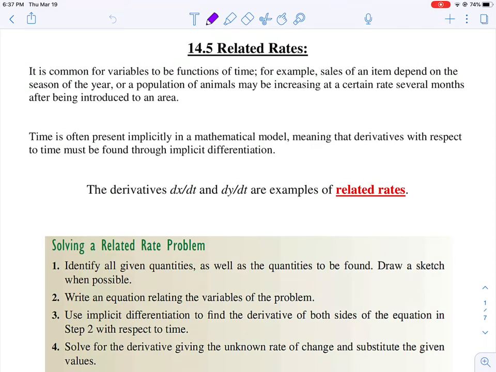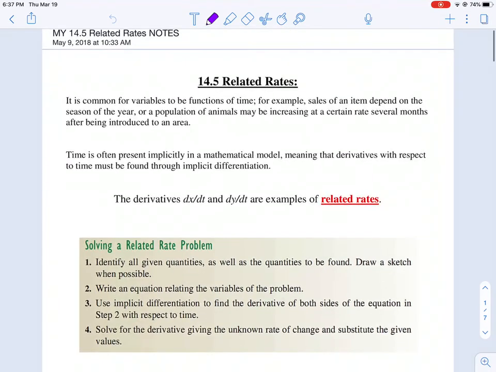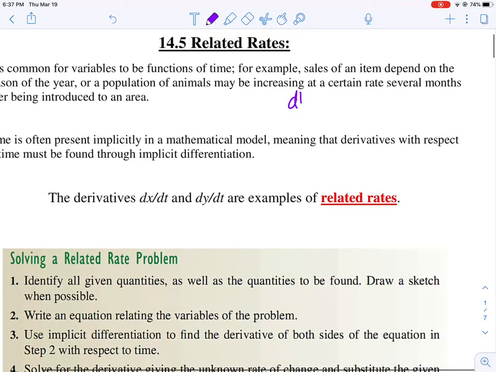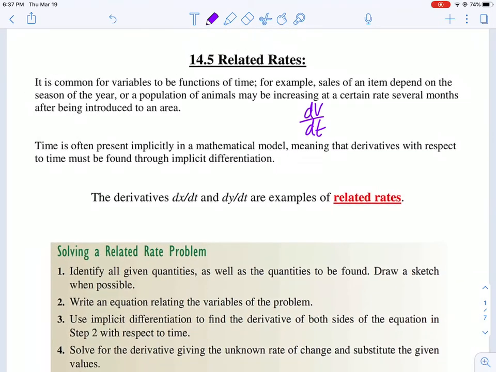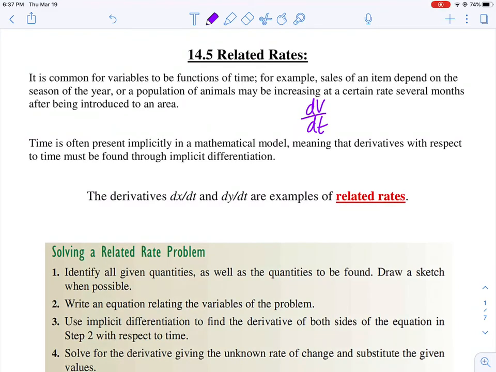So when we find, let's say, the rate at which volume is changing over time, I can say dV/dt. Or if I want to talk about the rate at which my cost is changing over time, I can say dC/dt, the rate at which my cost is changing, but with respect to time instead of quantity or something like that. Lots of different situations, but today we're going to talk about finding the rate of change with respect to time.